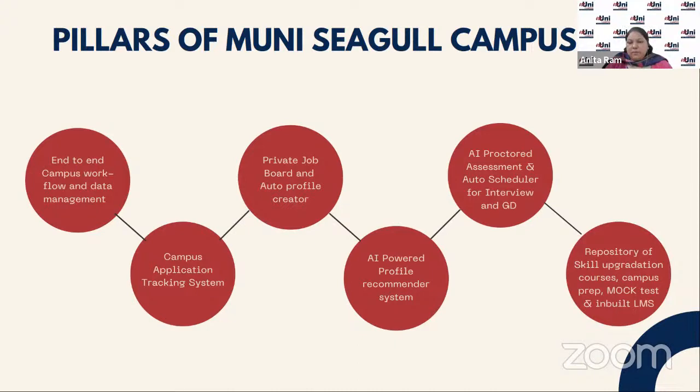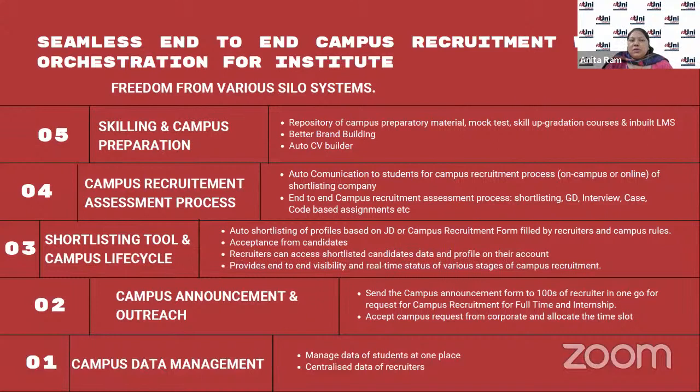Now, this is the end-to-end recruitment workflow an institute will get when they use our platform, mUniSeagull. We start from campus data management, which is the first process where you connect with the recruiters. With a single click, you can announce that the campus is open and reach out to hundreds of recruiters in one go. Once you have reached out to them, upon acceptance of your invitation, the actual shortlisting starts: how many students are participating for what kind of job, what kind of JDs.